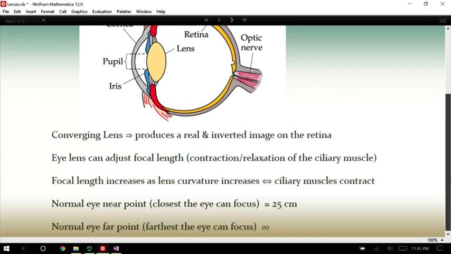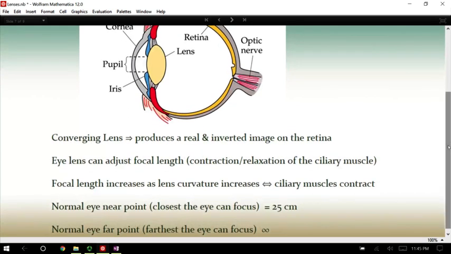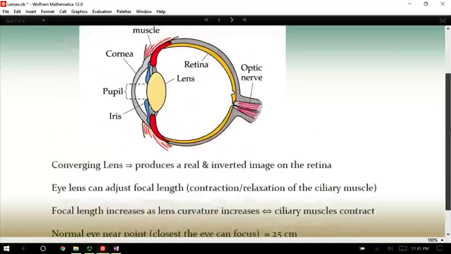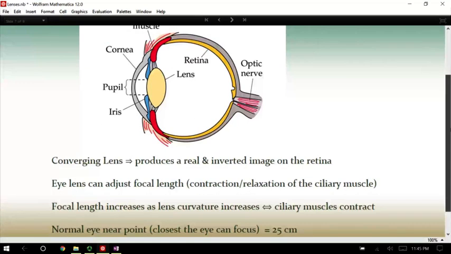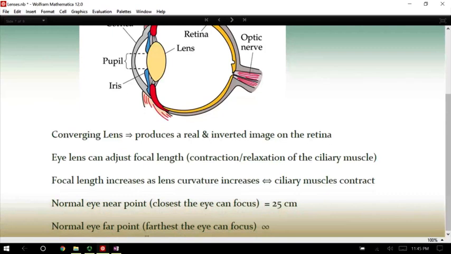Okay, so that's the idea. Now, normally, the normative eye, an eye that is sort of the standard normal, has what is called a near point, closest to the eye that the eye can focus, equal to 25 centimeters. So if you put an object closer than 25 centimeters, the eye can't focus on it very well, which means that the ciliary muscles don't have the power of making the eye lens adjust to that focal length of 25 centimeters. And the normal eye far point, this is actually how far you can see with your eyes. Normally, this is infinite.